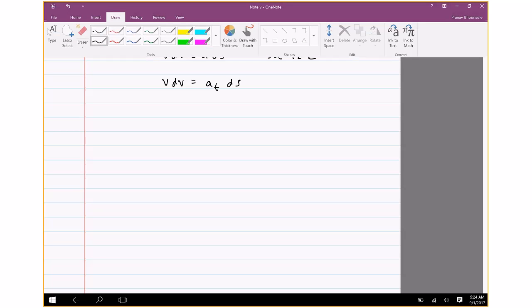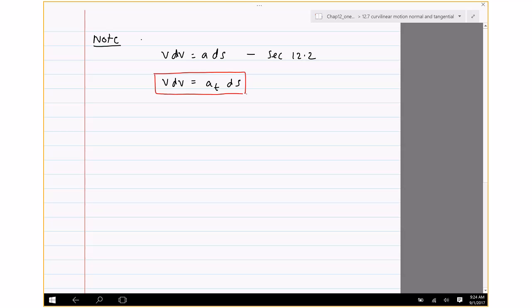So another thing you want to remember is that, remember we did a formula v dv equals a ds, section 12.2, I think. It turns out that you can apply this formula in this particular coordinate frame, except that you'll have to replace a with at ds. So this way, if you're given at, you can then find the velocity using that formula as a function of s.